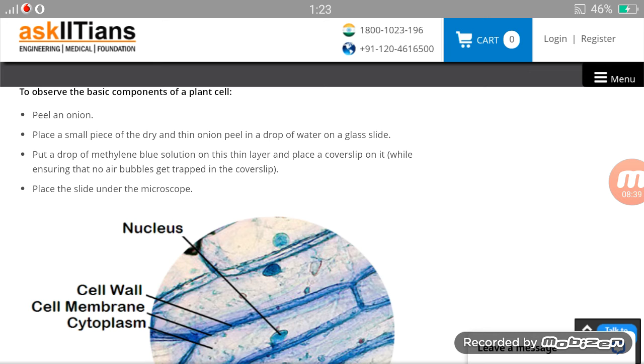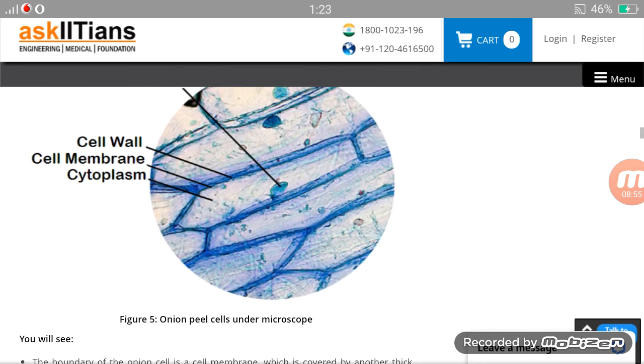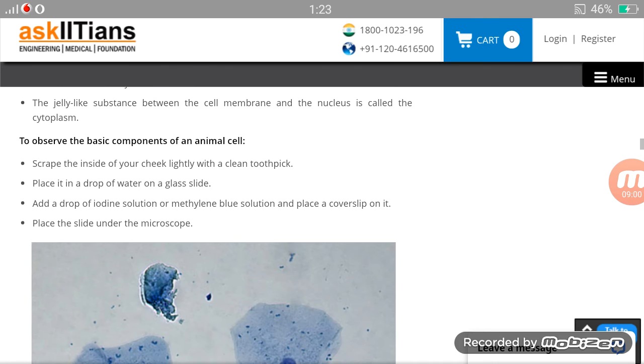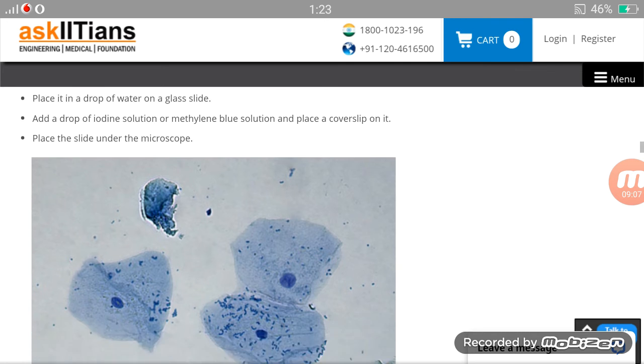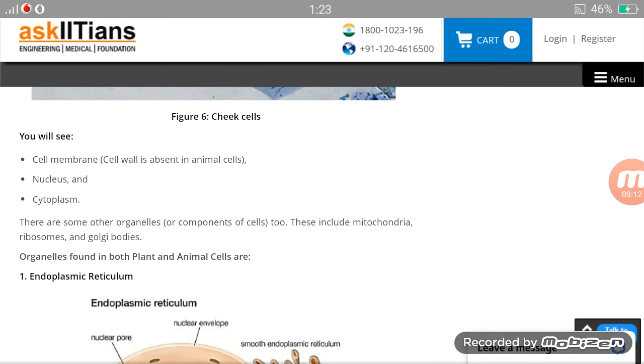You have to put some water on it and put it on the glass slide. Then put a drop of methylene blue solution on the layer and place a cover slip on it, ensuring that no air bubbles get trapped. Place the slide under the microscope and you will observe this figure. You can do this if you are interested. There is another activity which will show the basic components of the animal cell. You can check it in the NCERT book and then perform it.